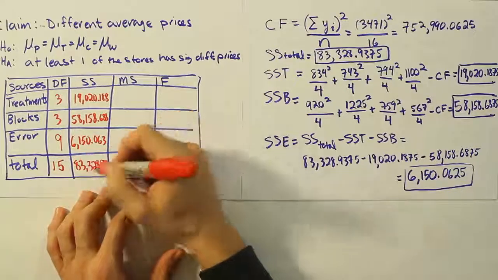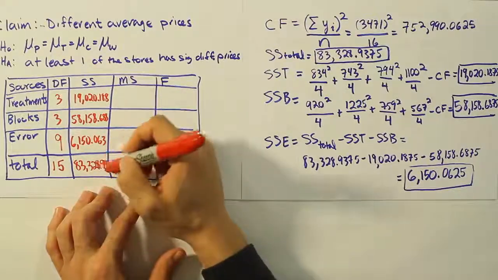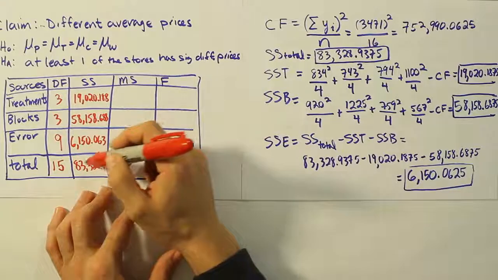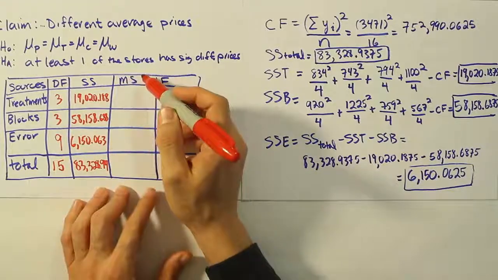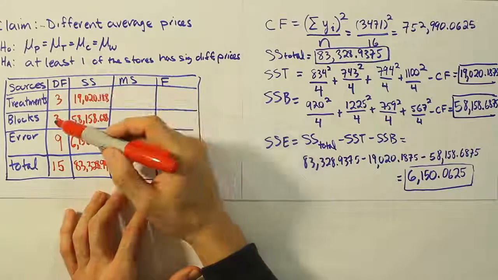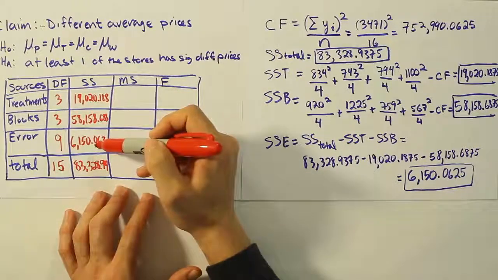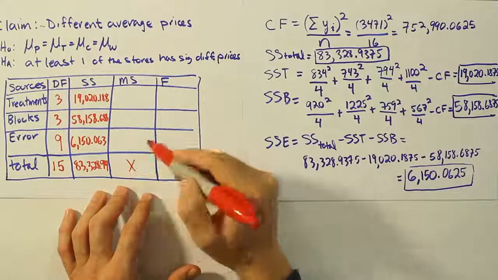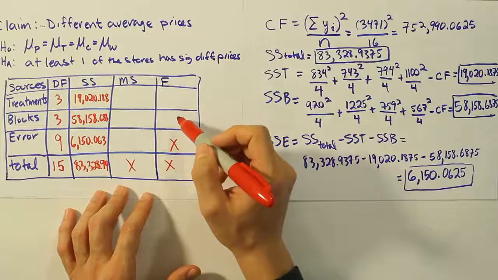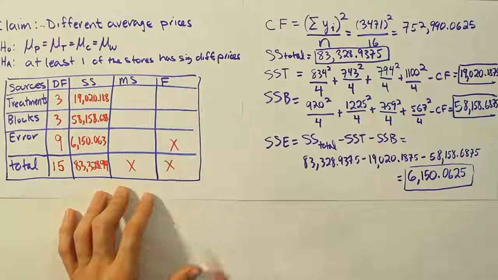It's 83,328.94, let's say. We don't need that in our calculations as much, but since we have it in the beginning to get the rest of these values, we'll put it here anyways. All right, MS now, the mean square, is going to come from dividing the degrees of freedom into the sum of squares for each of these top three here. Okay, so again, we don't need to fill in this, this, or this. The bottom three we can leave out. Got to get the two F statistics and all these MS values.